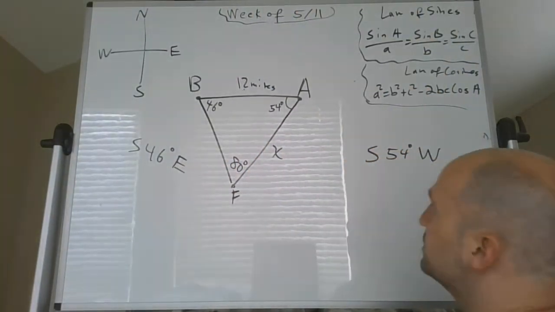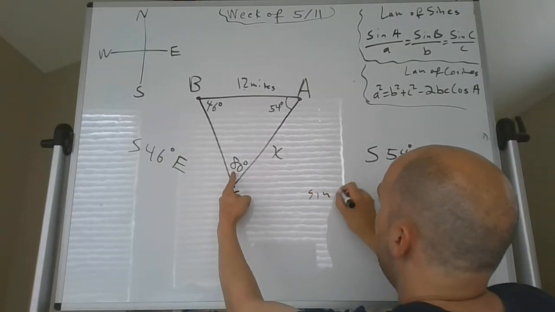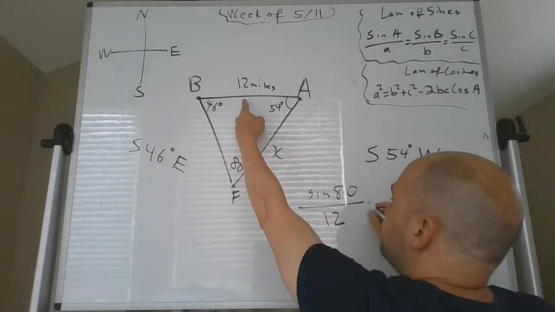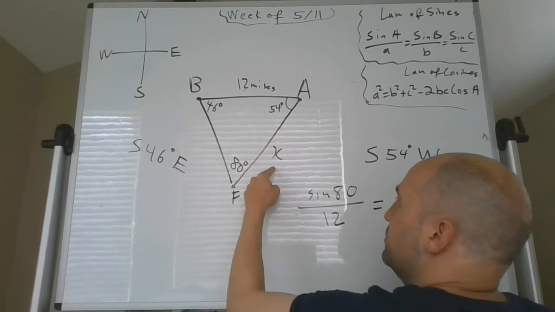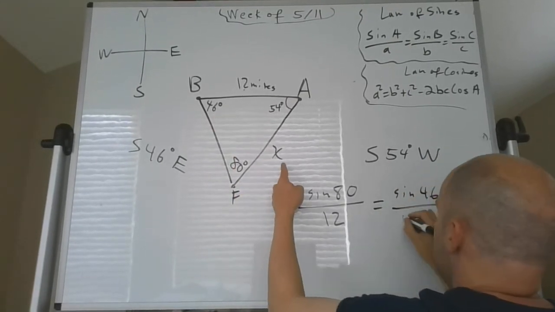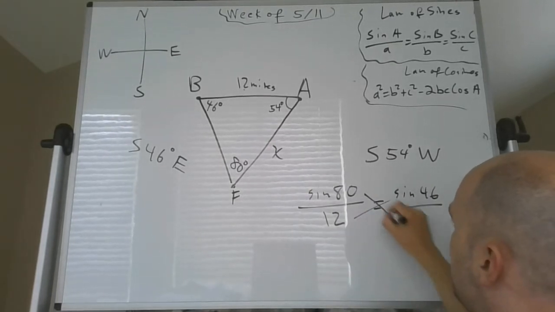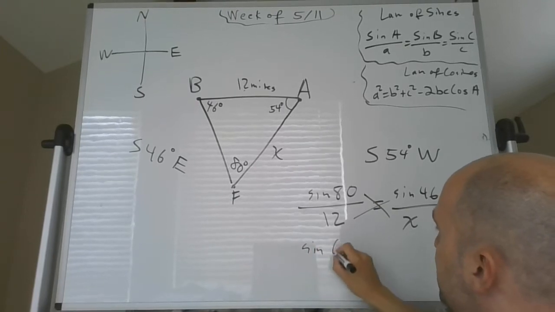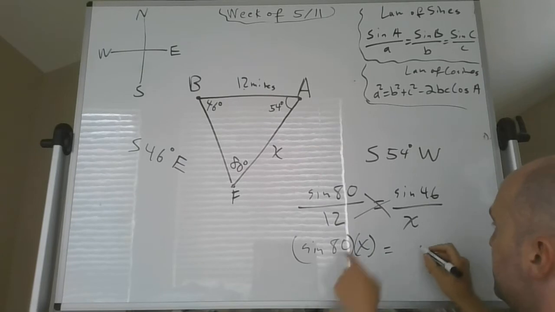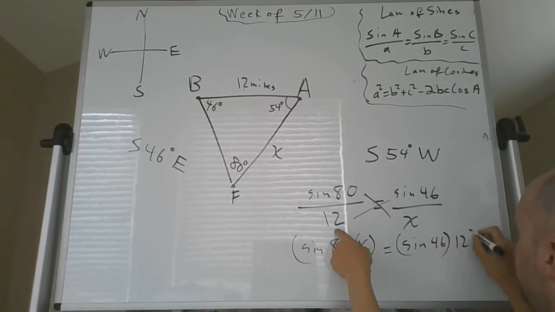So let's do this. We can do the sine of 80. I'm literally just using law of sine. Sine of 80 over that side, which is 12. And then I want to use these two. So I'm going to use the sine of 46 over this side x. Law of sine, that's all I'm doing. Okay, so we're going to cross multiply. We're going to have sine of 80 times x. I'm going to do this one a little differently this time. Sine of 80 times x equals sine of 46 times 12.